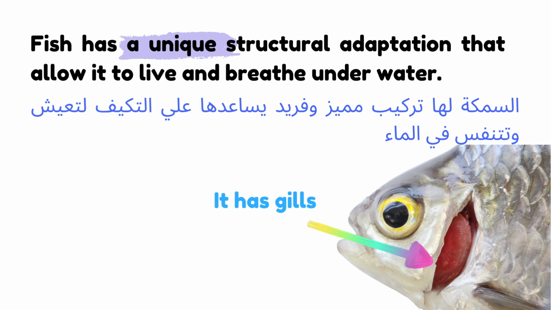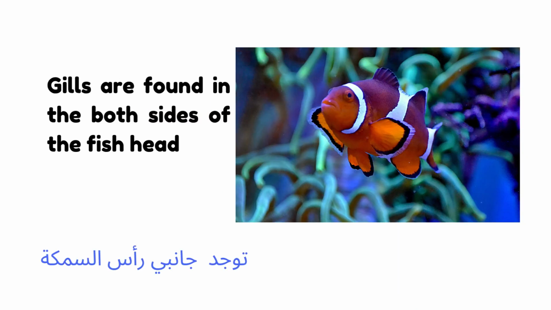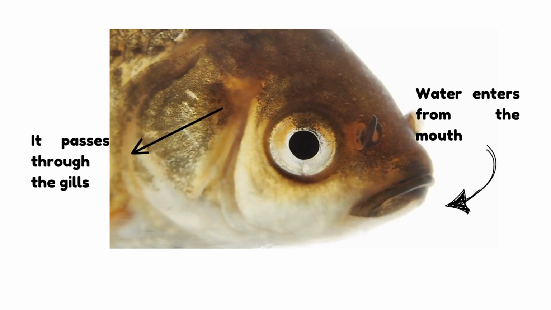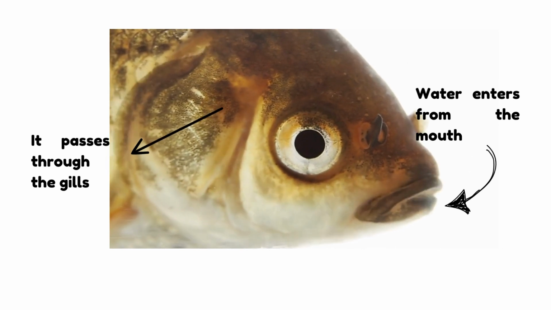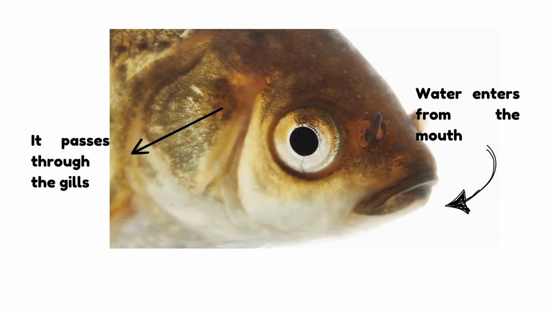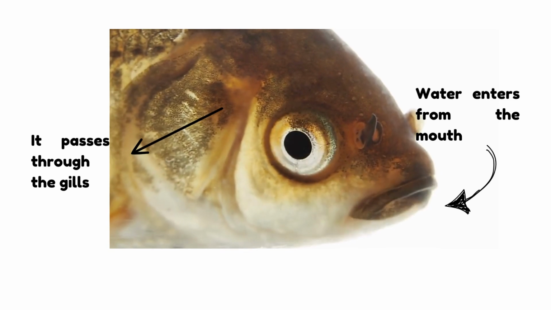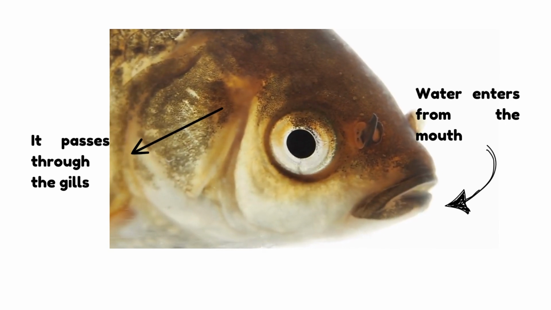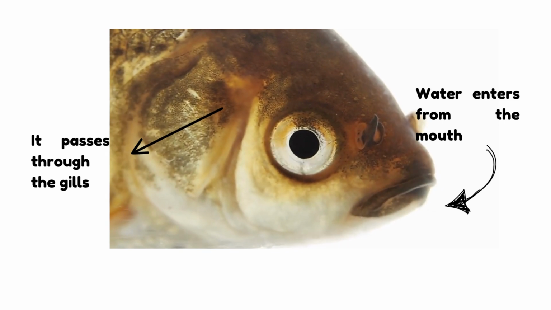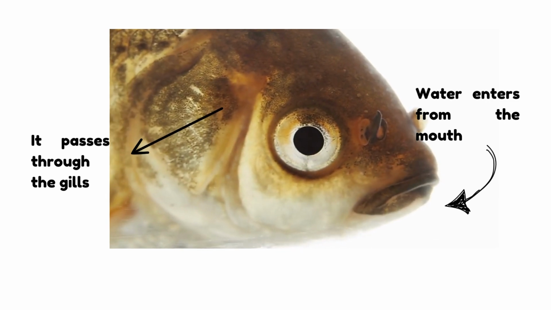as they have gills. As you see here in this picture, this fish has gills on the both sides of the fish head. Okay, so gills are found in the both sides of the fish head. Okay, gills help the fish to breathe underwater. So how do fish breathe underwater? As you see here, water enters from the mouth, okay, of the fish, and it passes through the gills.